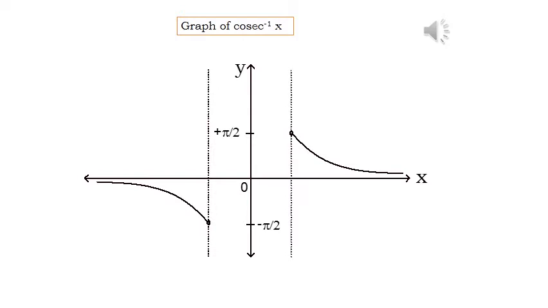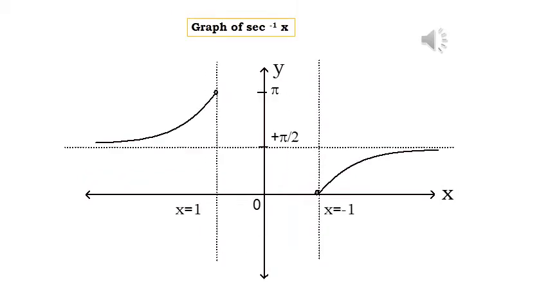So what is the range? The range is from minus pi by 2 to plus pi by 2 except the value 0. So minus pi by 2 to plus pi by 2 except 0 is the range, and the domain is the set of all real numbers except the open interval minus 1 to plus 1.